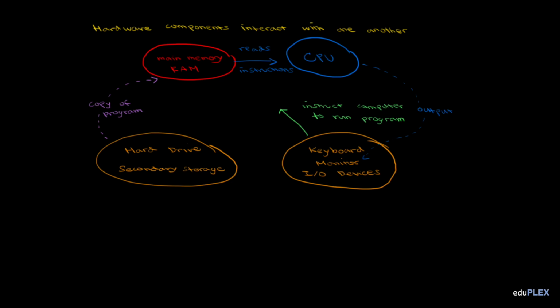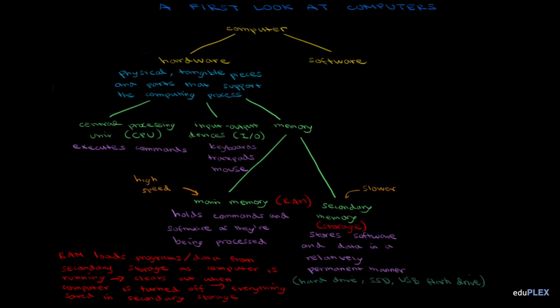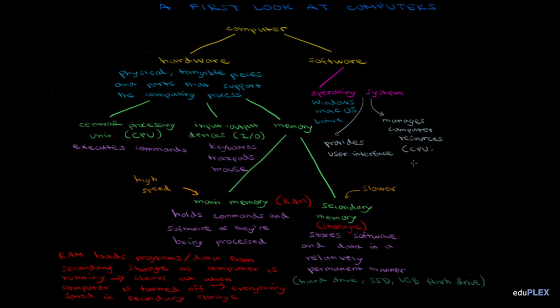But what about the program itself? That's not something we can physically touch, but it still exists. Programs fall into the second group of computer components, the software. There are a couple different software categories, so let's break it down. First of all, there's the operating system, so this could be Windows, macOS, or even Linux. The operating system is the core software of a computer, and it has two critical roles. The operating system provides a user interface so that we can interact with our computer, and it also manages computer resources such as the CPU and the main memory.